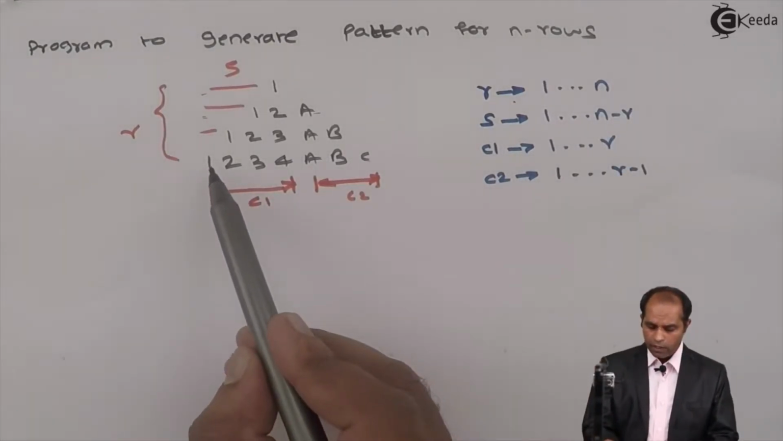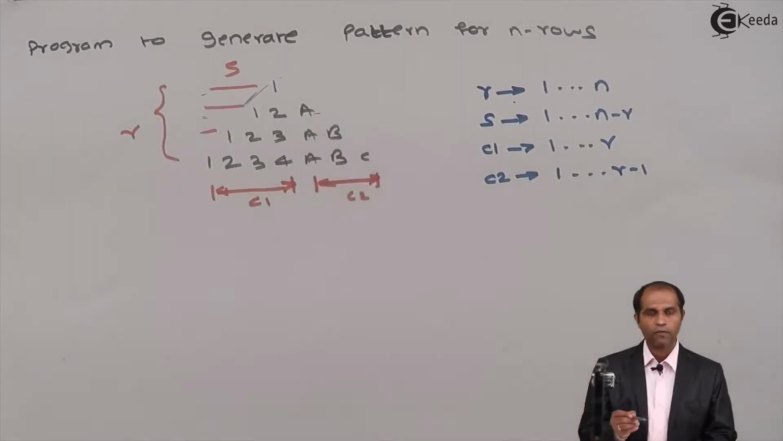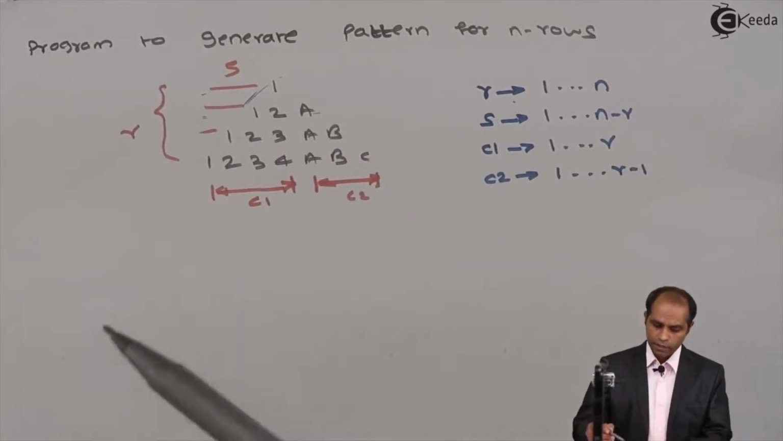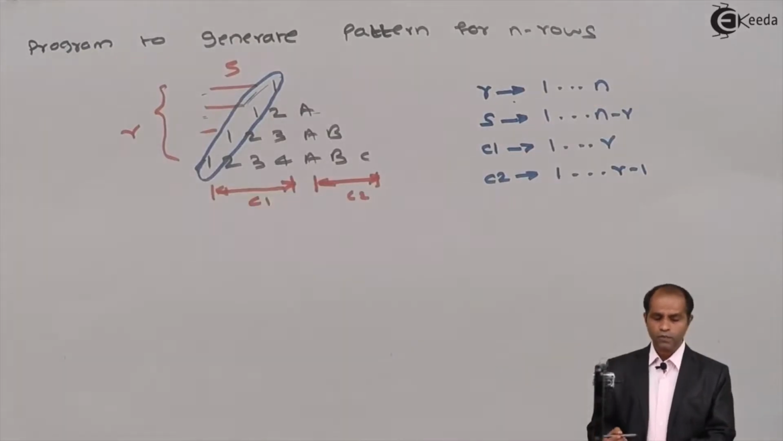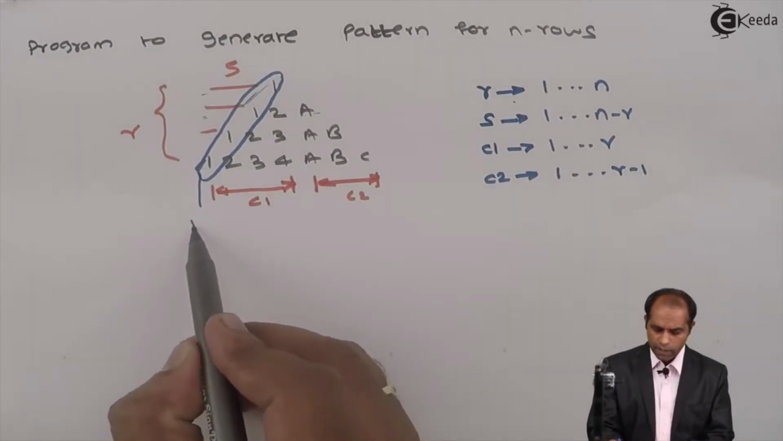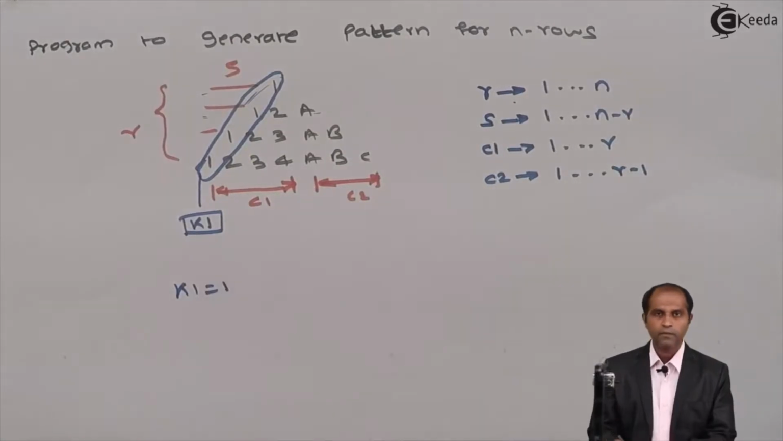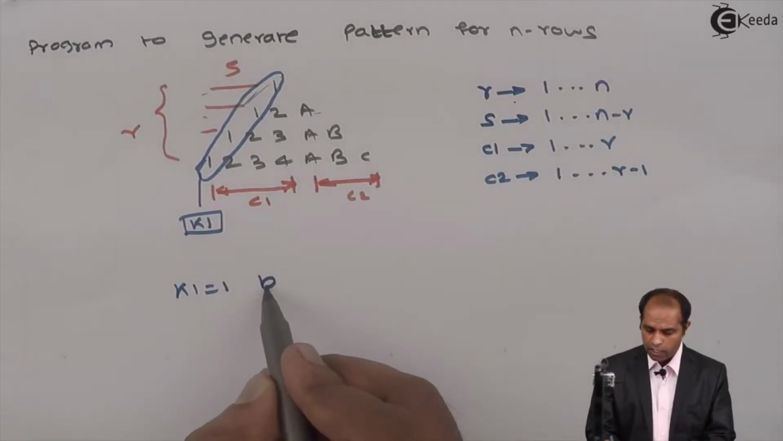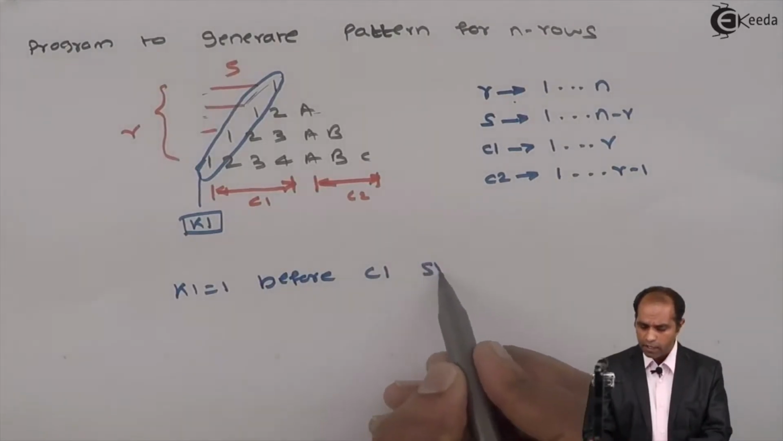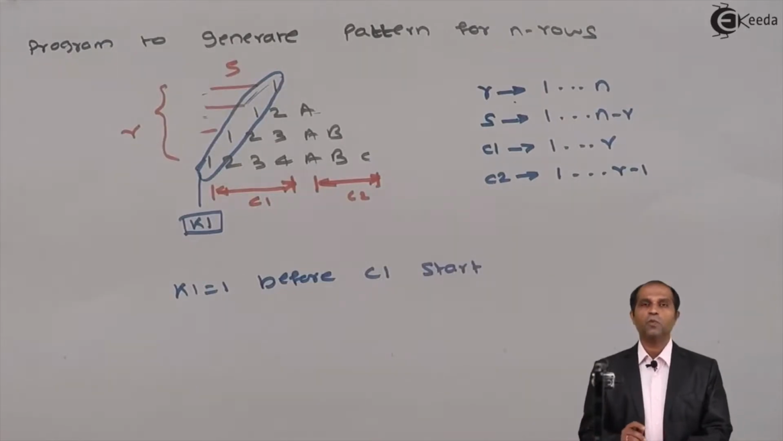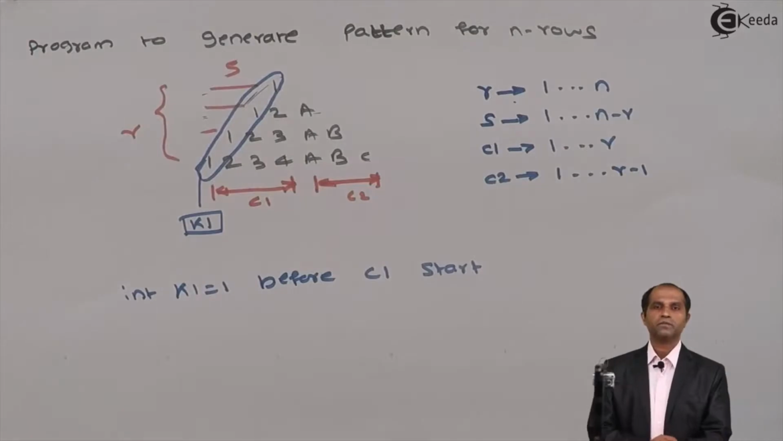Now, in this, I'm supposed to have one side as integer values and the other side as alphabets. How do I get this? So here, let's observe this value. When I observe this value, I'll find that it always starts with 1. Hence, let's conclude that K1 is 1 before C1 starts. So before C1 starts, your K1 is always 1. And this K1 has to be of type integer.